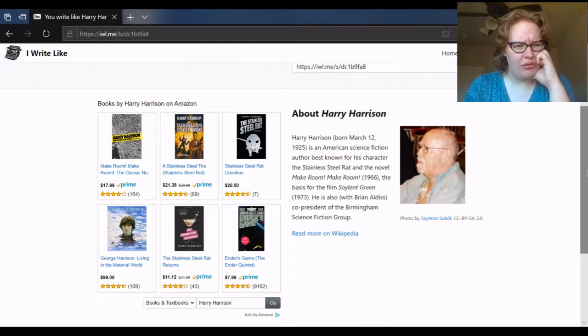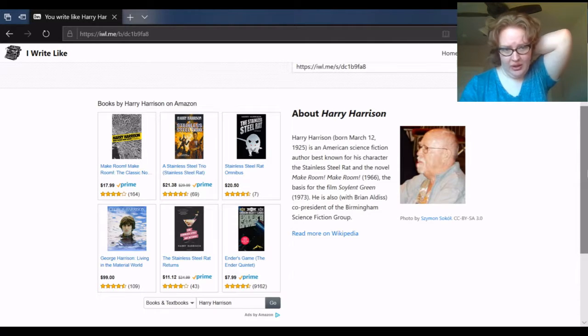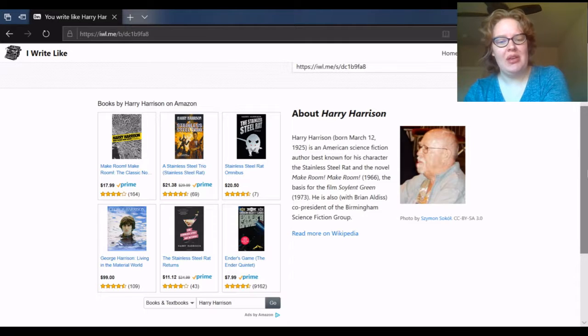Okay, Harry Harrison wrote Make Room, The Stainless Steel Trio, The Stainless Steel Rat Omnibus, George Harrison, Living in the Material World, The Stainless Steel Rat Returns. Oh, Ender's Game. He wrote Ender's Game. Harry Harrison, born March 12, 1925, is an American science fiction author, best known for his character, the Stainless Steel Rat, and the novel Make Room, the basis for the film Soylent Green, 1973. He is also, with Brian Aldiss, co-president of the Birmingham Science Fiction Group.